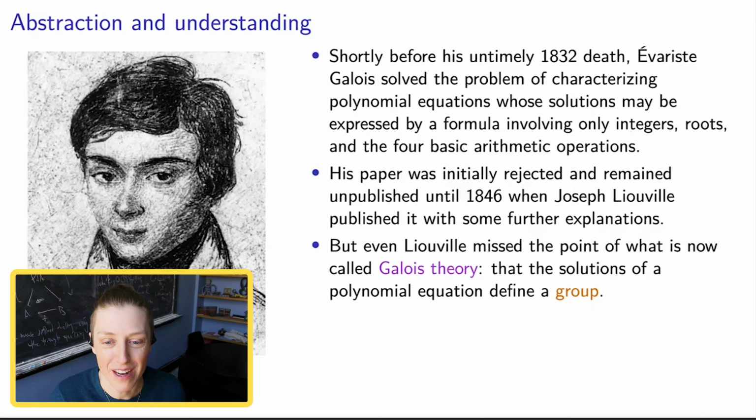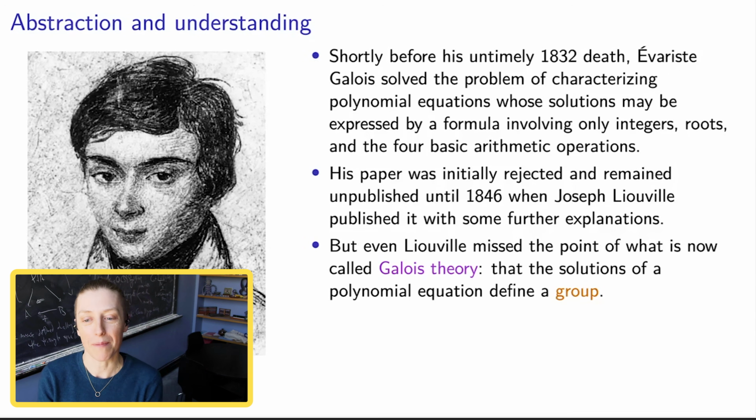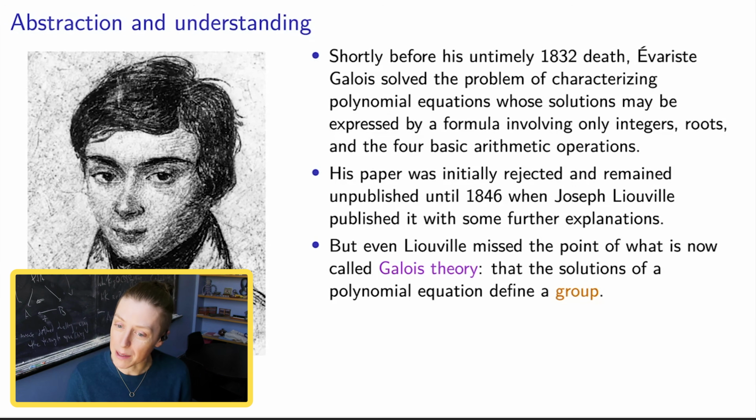Liouville was one of the great mathematicians of the day, but even he sort of missed the point of Galois' solution to this problem, something that is now called Galois theory, which has a key observation that the solutions to a polynomial equation define a group, or there's a sort of group that describes the permutations of the solutions to a polynomial equation. So the best mathematicians, and I don't mean to pick on Liouville here.